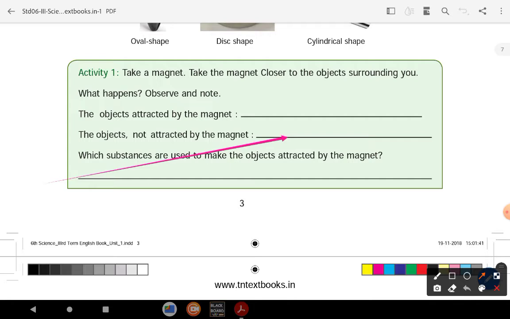So which are the objects which are not attracted by the magnet? You make a list here. So which substances are used to make the objects attracted by the magnet?